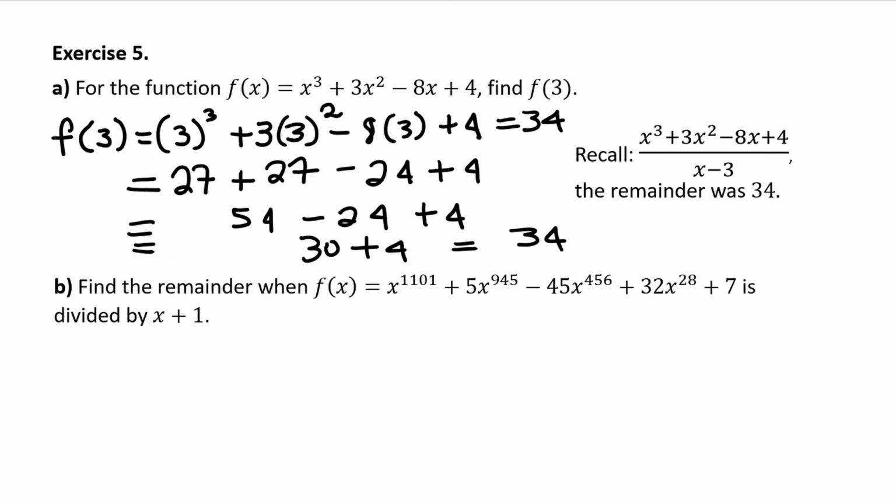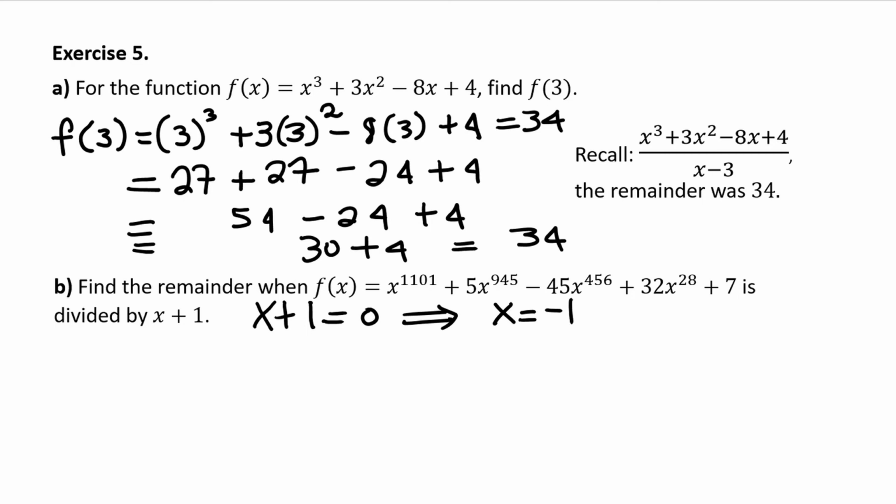Part B. Find the remainder when f of x equals x to the power of 1101 plus 5 times x to the power of 945 minus 45 times x to the power of 456 plus 32 times x to the power of 28 plus 7 when divided by x plus 1. When divided by x plus 1, we set that equal to 0, and we get our divisor constant as x equals -1.